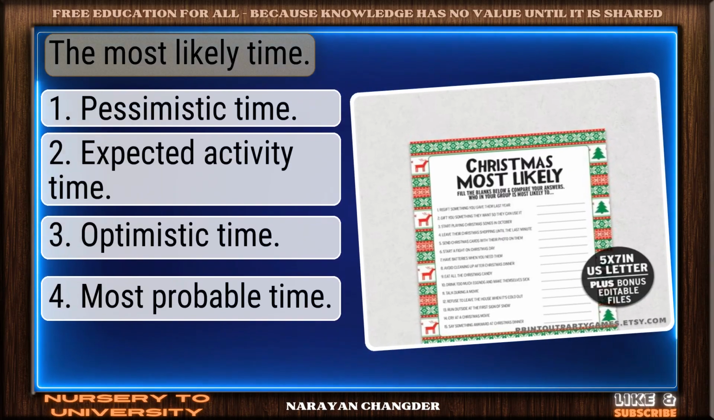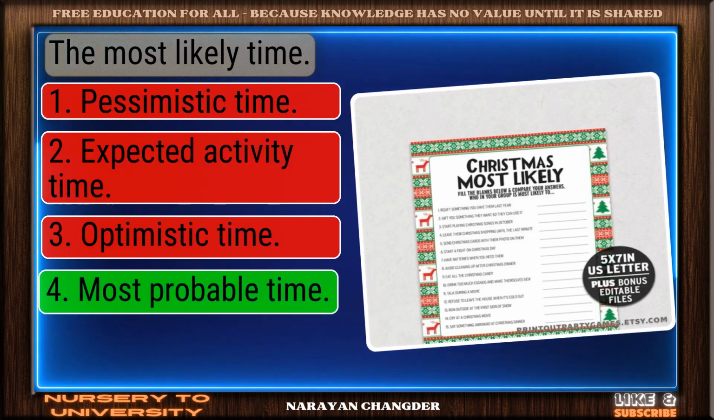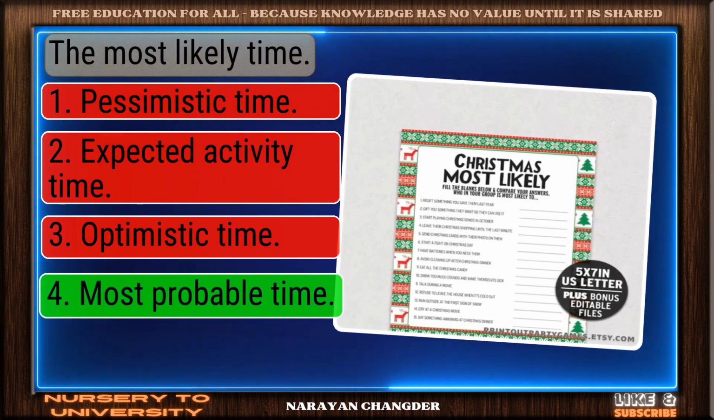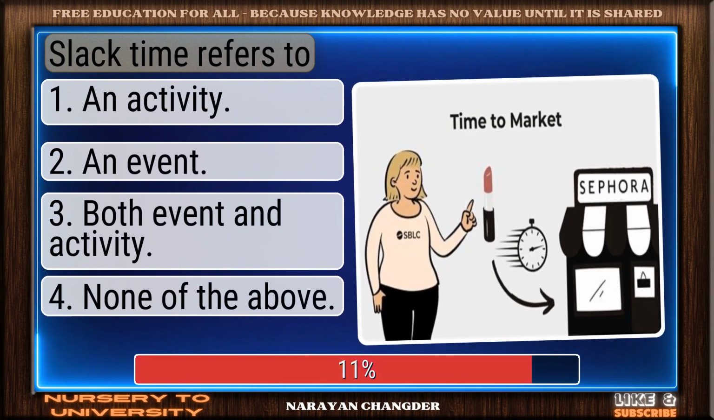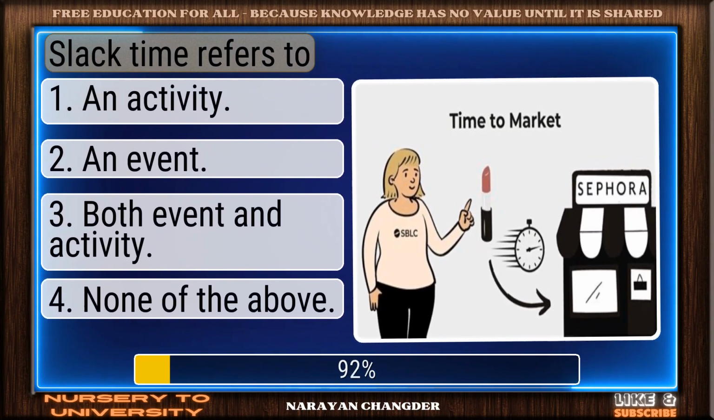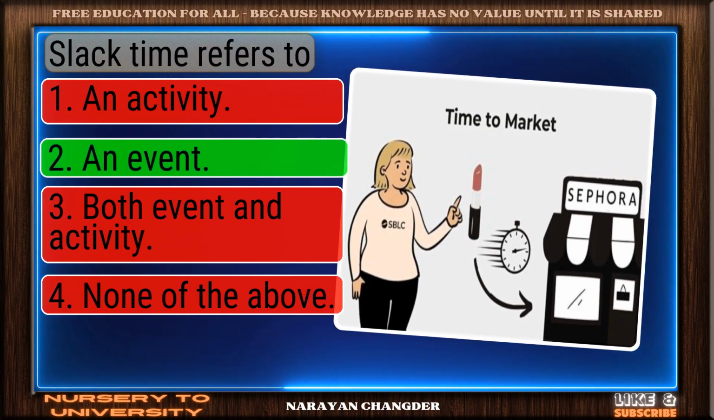The most likely time. Good job. Your answer most probable time works well here. Slack time refers to. Well reasoned. An event is the correct choice.